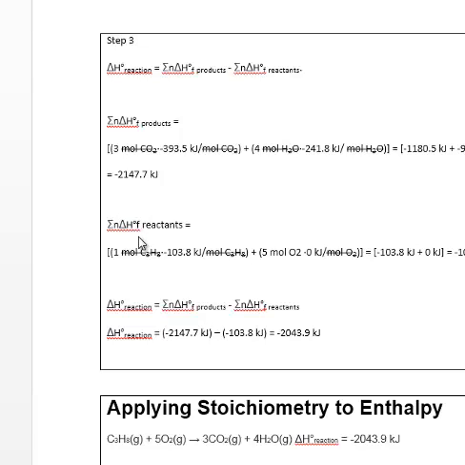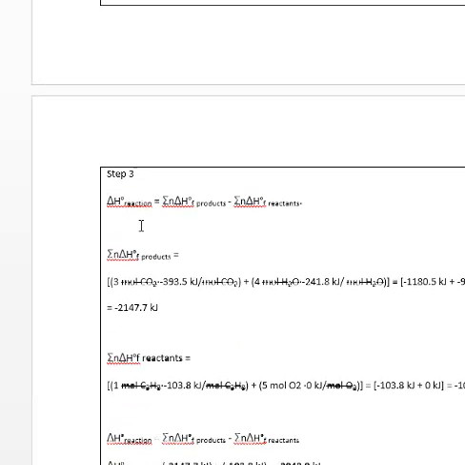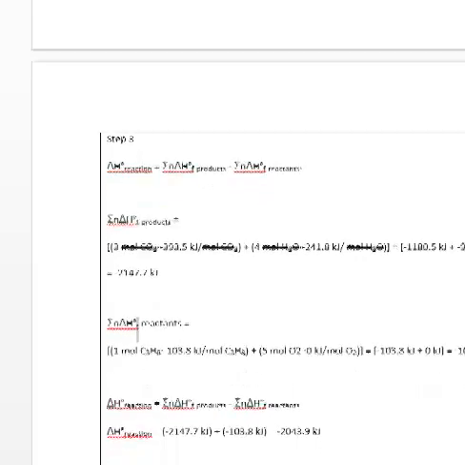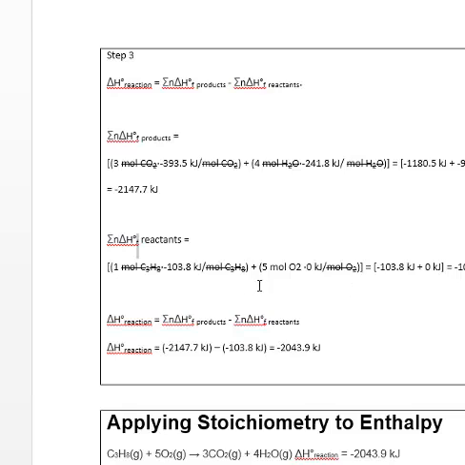Sigma n delta H formation of standard condition of reactants equals, okay, and this f right here should be a subscript. 1 mole of C3H8 multiplied by negative 103.8 kilojoules per mole of C3H8 plus 5 moles of O2, this should be subscript, 5 moles of O2 times 0 kilojoules per mole of O2 equals negative 103.8 kilojoules plus 0 kilojoules equals negative 103.8 kilojoules.